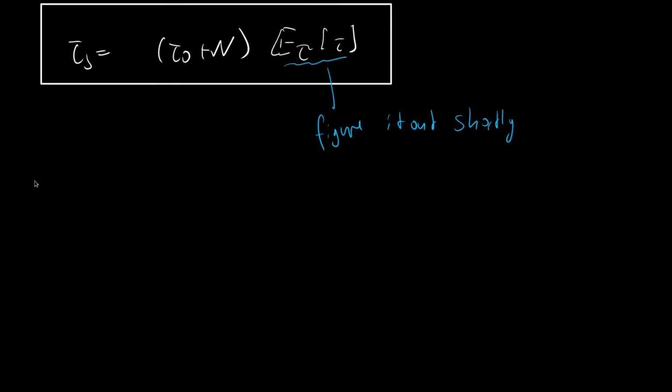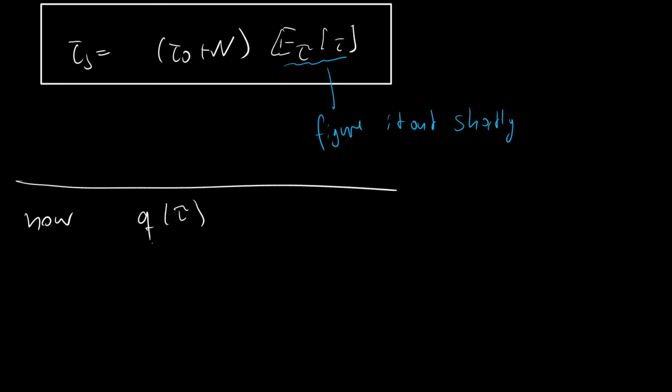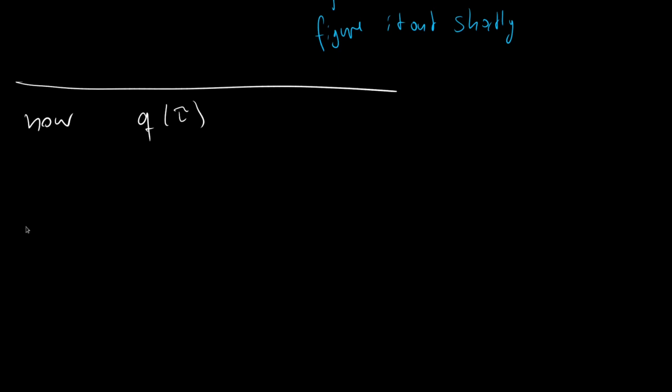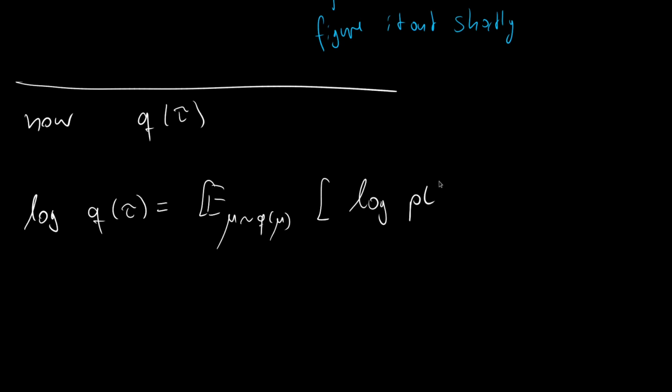Well, then let's look at tau. So let's say now q of tau. And of course, recall here in this case, we do a similar approach. The logarithm of q of tau is the expectation over mu according to q of mu. And I will also use the shorthand notation E mu for this, over the logarithm of the joint distribution. So the logarithm of mu, tau, and the data.